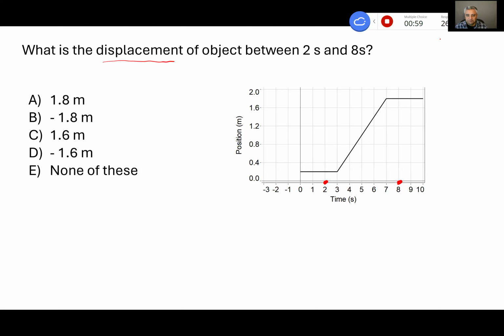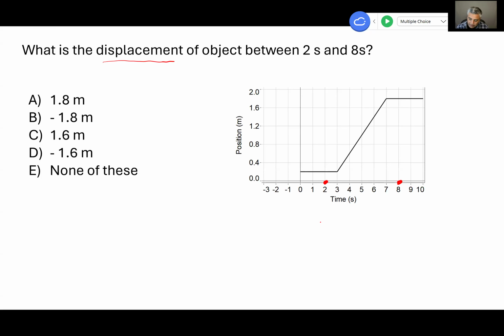30 more seconds. And 5 more seconds. 5, 4, 3, 2, 1, and it stops. Let's see what we got. Mostly C.